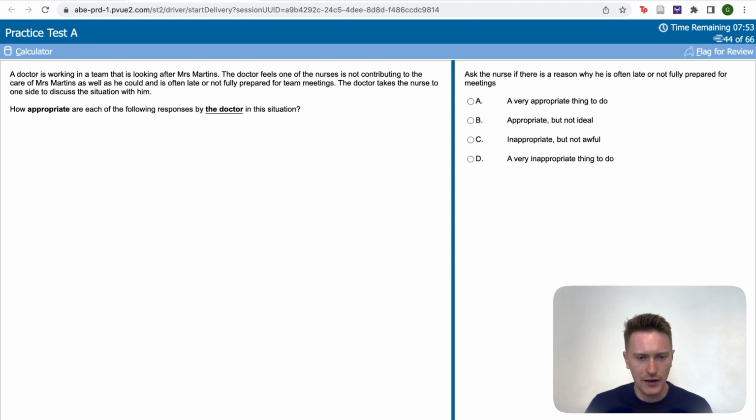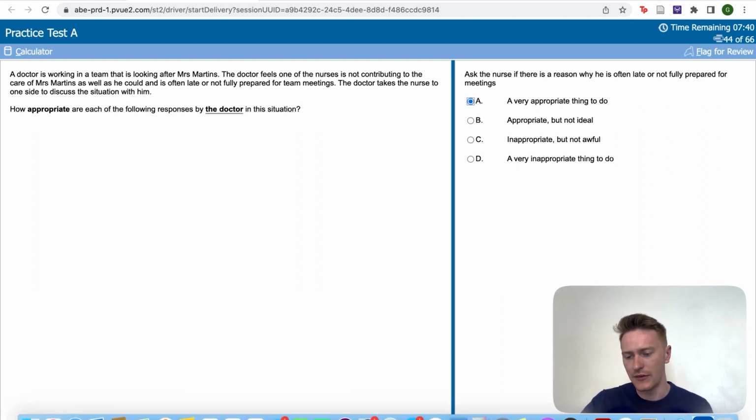A doctor is working in a team that's looking after Mrs. Martins. Doctor feels that the nurse is not contributing, they're late, they're not prepared. Okay, ask the nurse if there's a reason. Absolutely, always ask the question, is there a reason why you're behaving like this? It comes back to what we were talking about before.